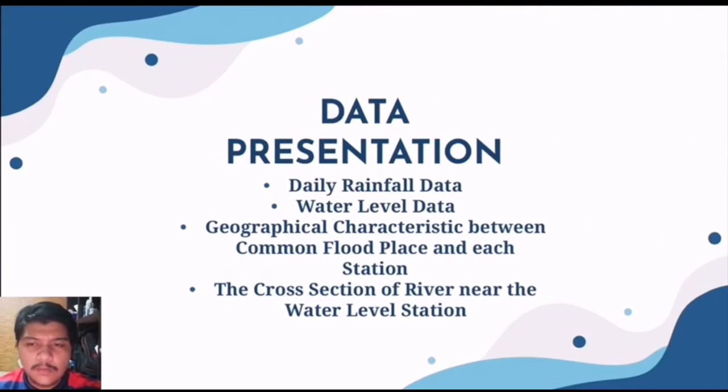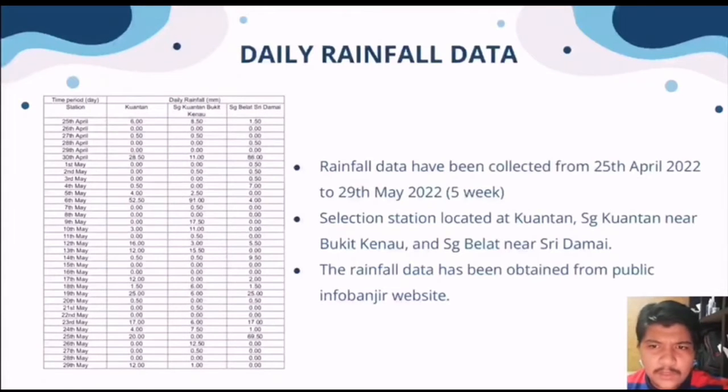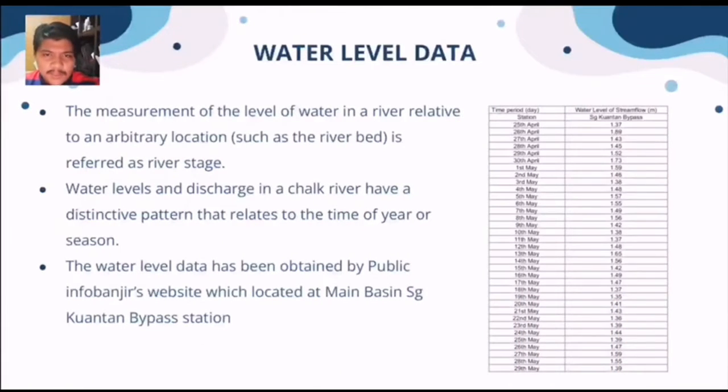Today we will talk about the data visualization for our project. First is the daily rainfall data. Rainfall data have been collected from 25 April 2022 to 29 May 2022 from the public info banjir website. Then the water level data, the measurement of the level of water in the river relative to an arbitrary location, is referred to as the river stage. It is also collected from the public info banjir website.